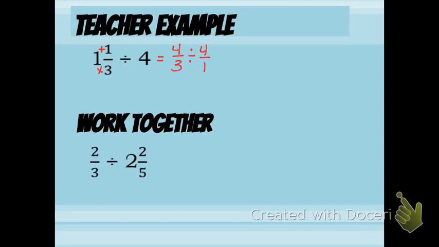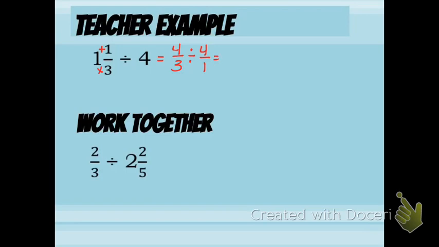Now listen, I'm going to just give you a little heads up. What a lot of people try to do is they try to make them improper and keep, change, flip at the same time. And invariably, they will make a mistake. It happens all the time. So do one thing at a time. First, make them improper, then keep, change, flip. It will help you, I promise.